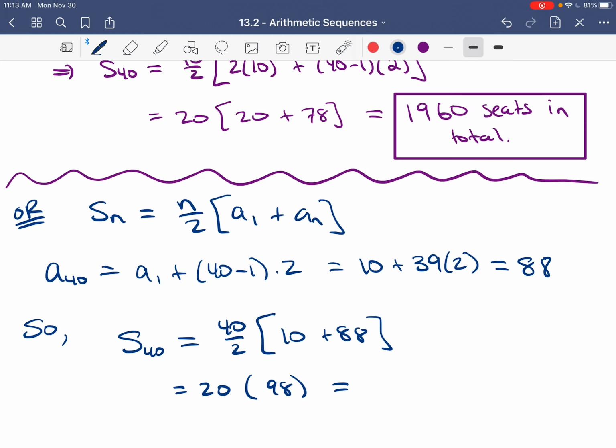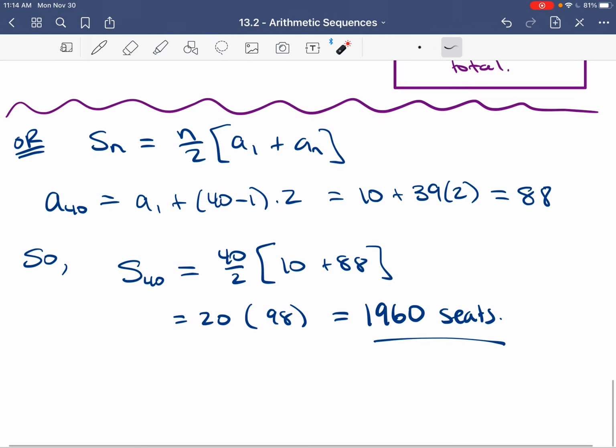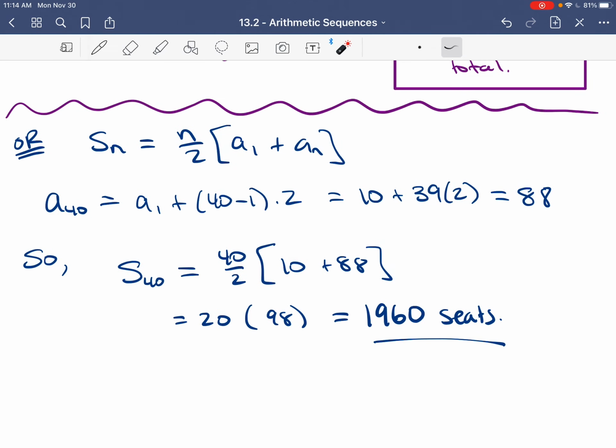And again, you should get 1,960 seats. So just to show you that the other equation works the same, you just have to find the last term, so how many seats were in the last row, and then you can use this formula instead if you prefer. It doesn't make a difference which one you do. So those are a few examples of arithmetic sequences.